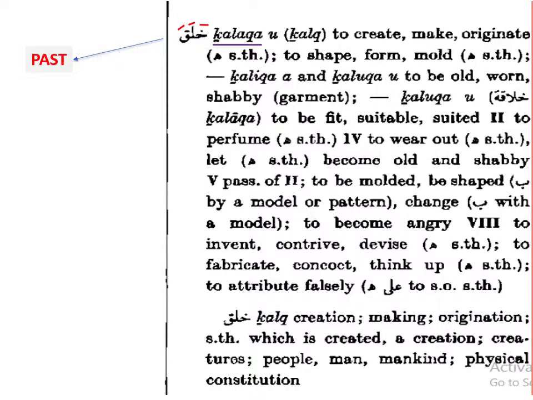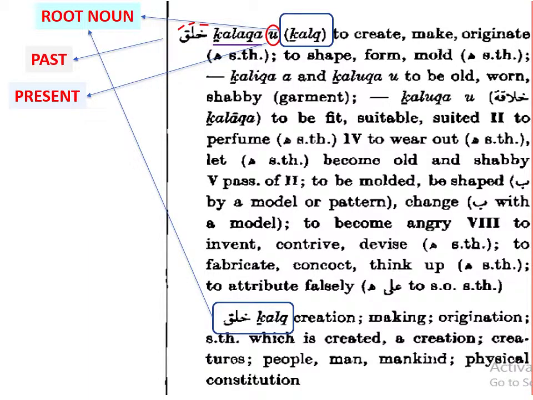Then after that it gives you the present tense, and how it gives you that is it puts either u, a, or i next to the transliteration of the past tense. What it tells you over there is that the present tense verb for khalaqa is yakhluqu. The u represents dhamma. So yakhluqu, not yakhlaqu or yakhliqu. It has to be yakhluqu. So that's the present tense.